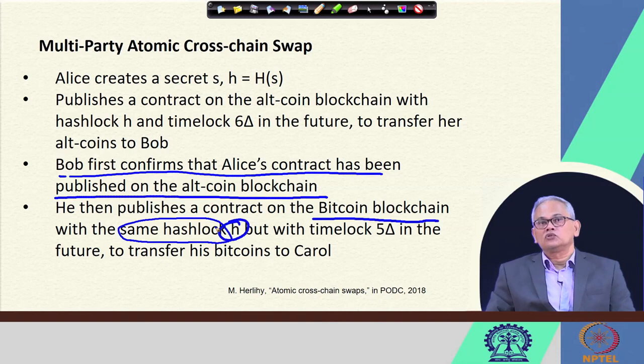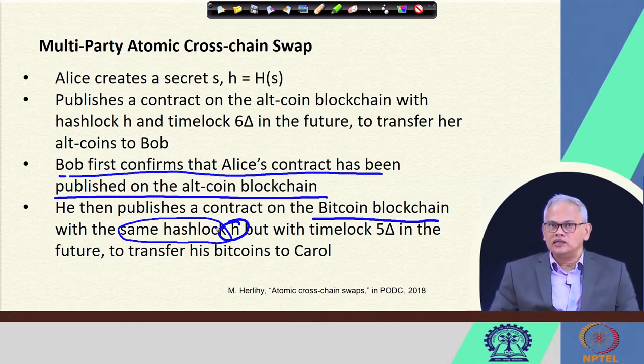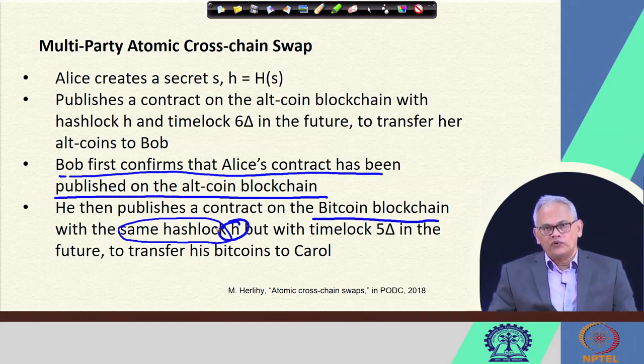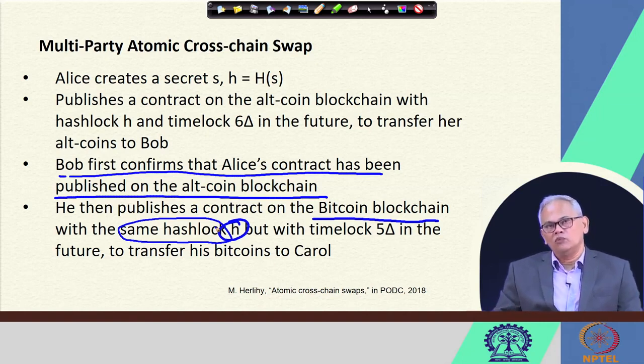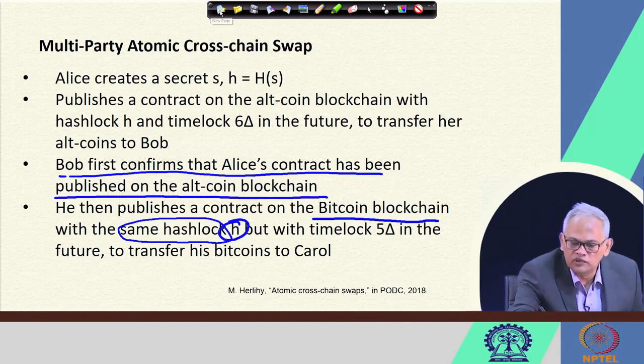This H was used to lock the contract that was created by Alice, and now the contract that Bob creates, he is also going to lock with the hash H, and it will have a time lock of 5 delta, which is a little less than the timeout of Alice. And then what does this contract do? This contract transfers his bitcoins to Carol.